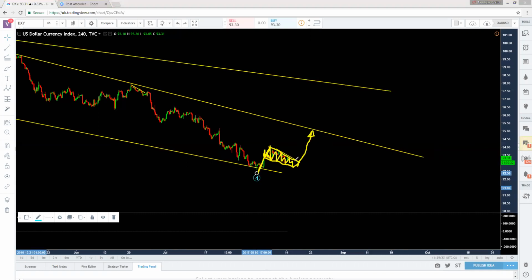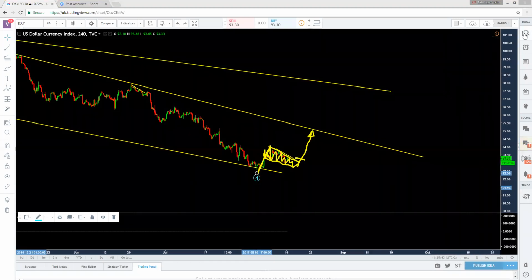In the meantime, the dollar index is in this flag, and we don't trade in the flags. We want to trade outside the flags, right? So this is what is happening. We need to see how this wave 4 is going to conclude. If it does break out of this flag, we will be buying the US dollar.